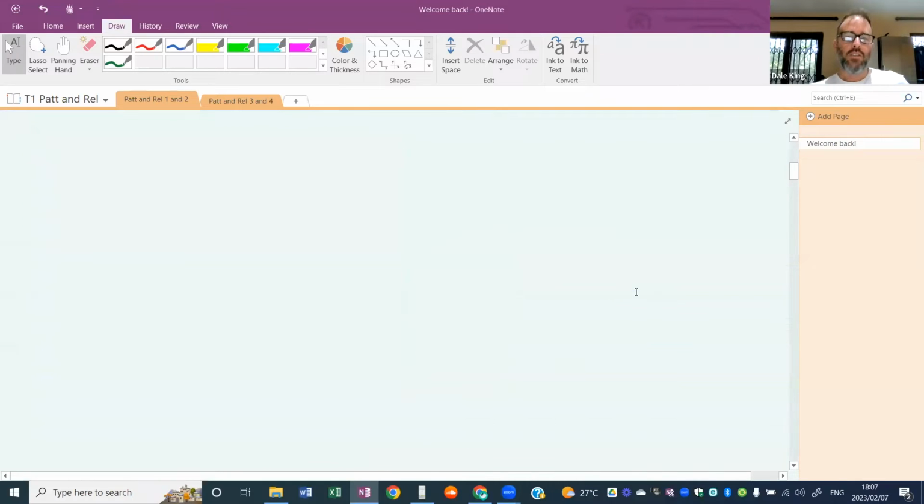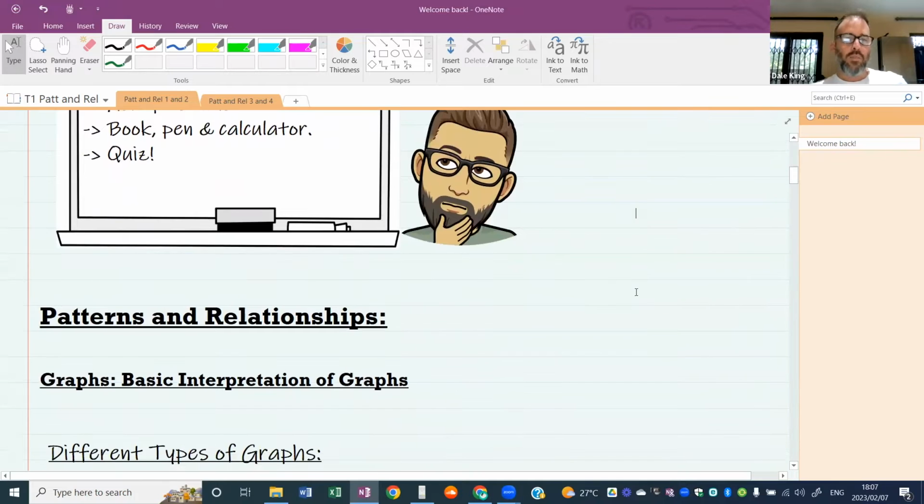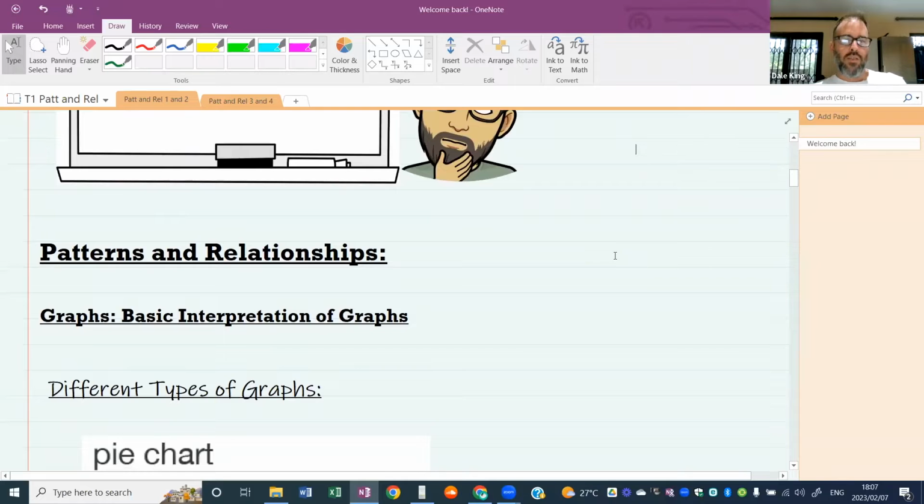So today is lesson 1 of 4. It's the first lesson on patterns and relationships. And today we're just going to go over the very basics of interpretation of graphs, because graphs are often used in patterns and relationships. So when we deal with this section, they often put a graph in the question. So we're going to have a look at graphs, and then we're going to have a look at a relationship. And we also will talk about the dependent and the independent variable. And we'll have some questions at the end of the lesson.